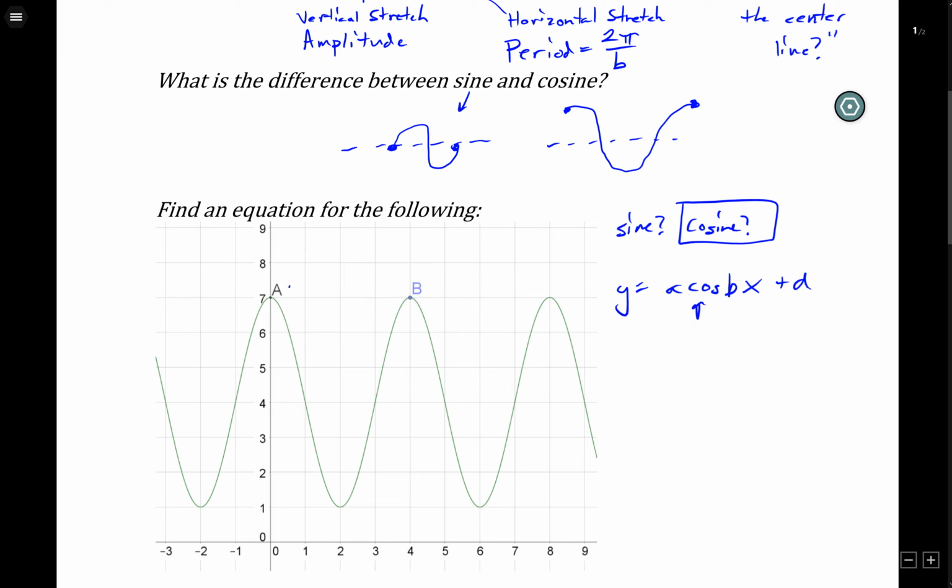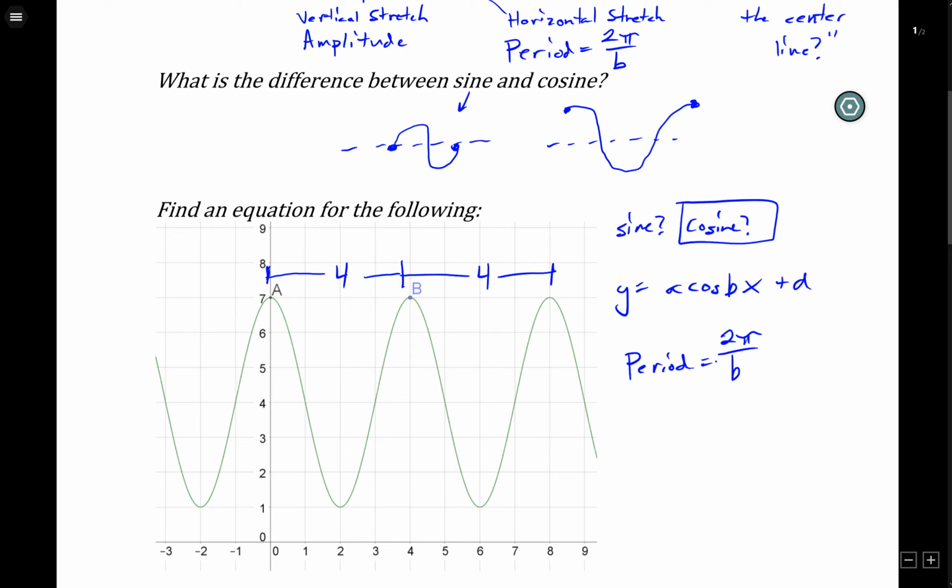Okay, now we need some strategies. First of all, let's worry about the period first, because remember, we have this formula for period: the period equals 2 pi over b. Now, we don't know what the b is, but I should be able to find the period. In other words, how long does it take for my pattern to repeat? That's how long the period is. And if you notice, the period definitely repeats after 4. Every time I repeat the pattern, there's 4, and I can just see that from the graph. There's 4 from here to here.